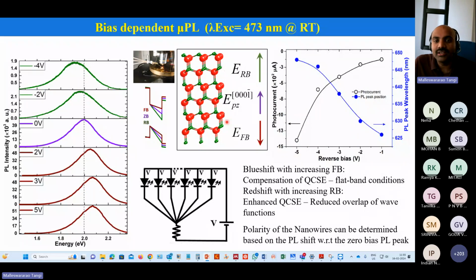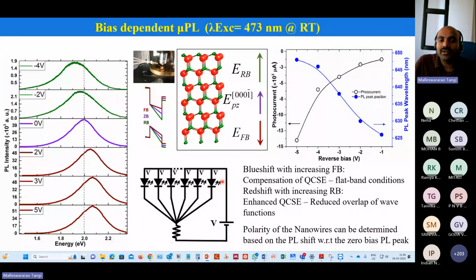As I discussed in terms of elastic properties and strain within the quantum well, when you have forward bias for a nitrogen polar crystal, the piezoelectric field will be opposite to the forward bias. Hence, they will compensate each other. That's why we see a blue shift in the PL emission when you have forward bias. In the reverse bias case, it enhances the quantum confined Stark effect, so we see a red shift in the PL emission.